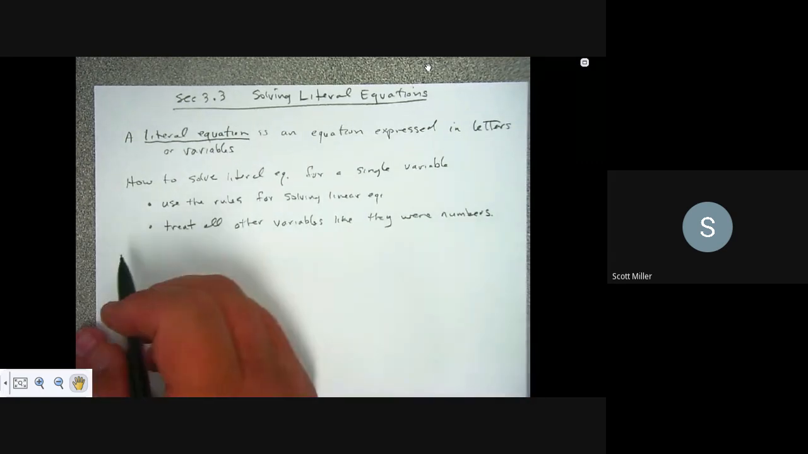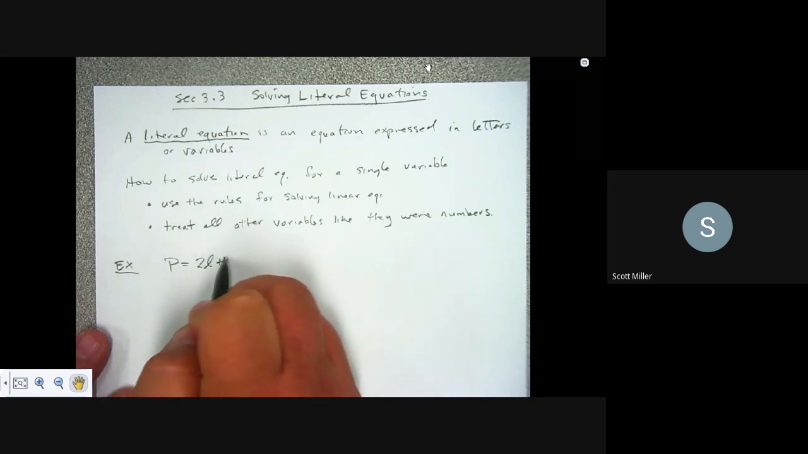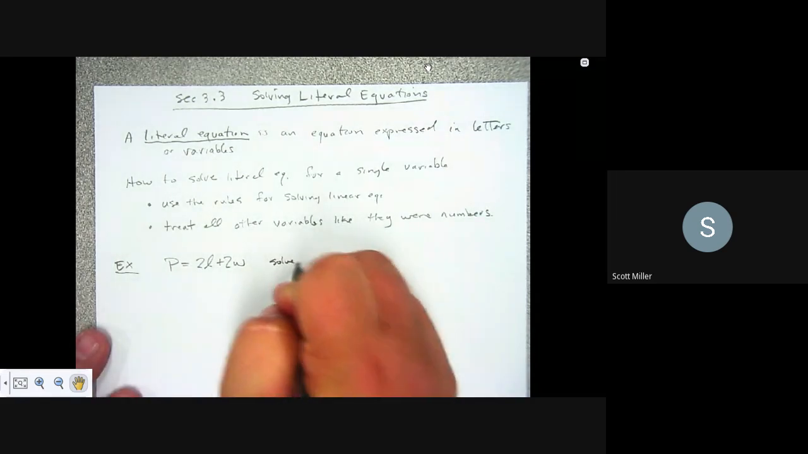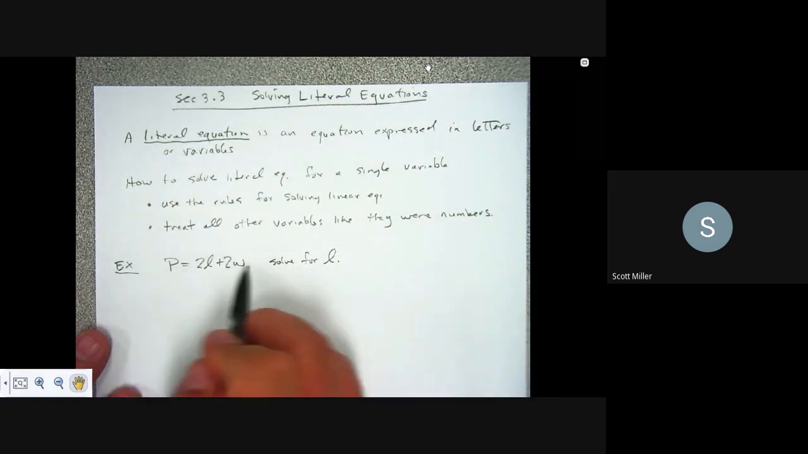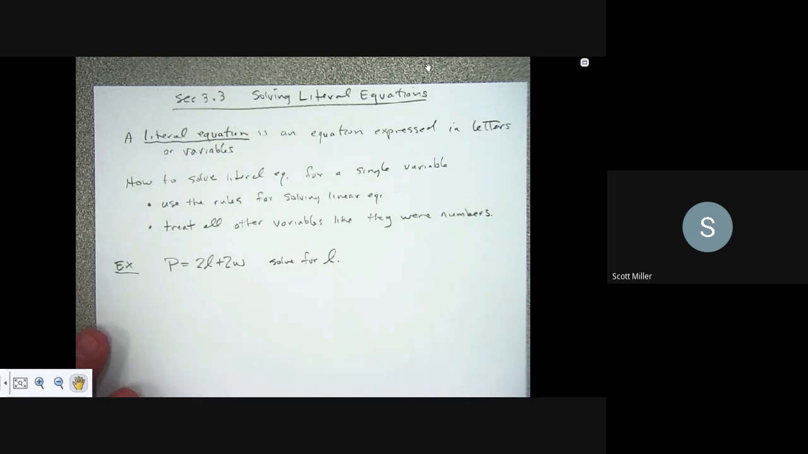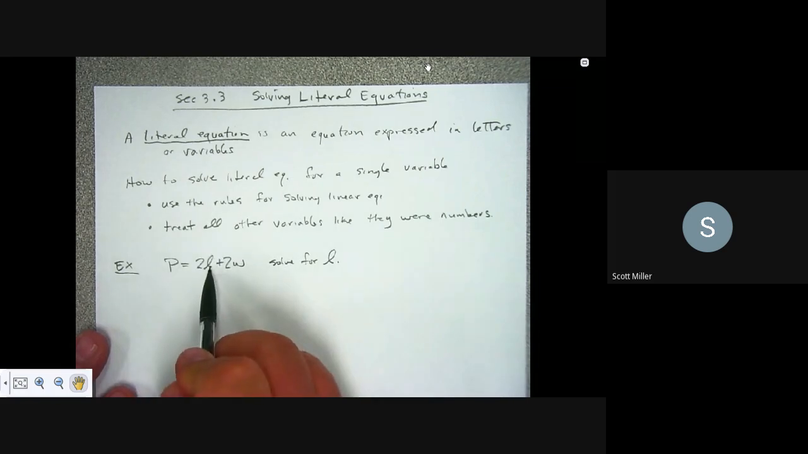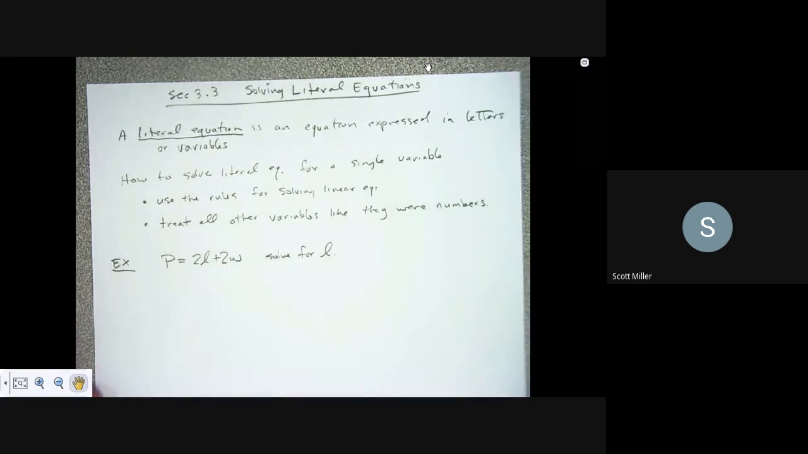So a very simple example of this is right here. I'm going to give you P is 2L plus 2W. This is the perimeter of a rectangle formula. And I want you to solve for L. Now, currently it is solved for P. P equals, that means we're solved for P. To solve for L, I need to say L equals. So we're going to go through the process exactly as we did for solving linear equations, and we're going to get to the single L term over here. So because L is the variable I want to find, P and W are variables that I'm going to treat as if they were to move away from that L.